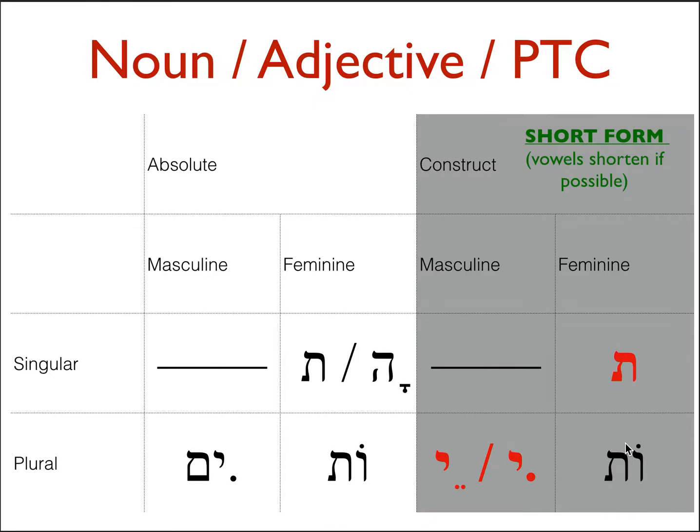However, if we go to masculine plural and we have im, that is very long. And therefore we shorten it by dropping the mem and we have e or e. Mostly it's e, sometimes it's e.